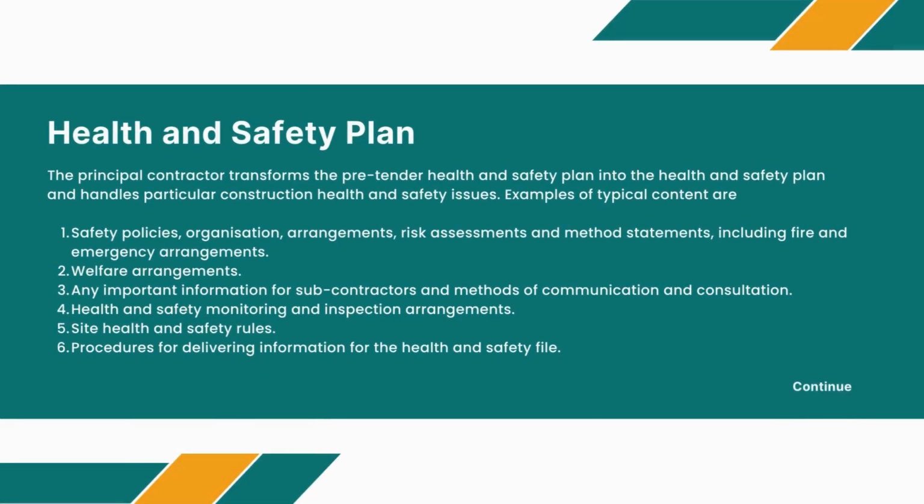The principal contractor transforms the pre-tender health and safety plan into the health and safety plan and handles particular construction health and safety issues. Examples of typical content are: 1. Safety policies, organization, arrangements, risk assessments and method statements, including fire and emergency arrangements. 2. Welfare arrangements. 3. Any important information for subcontractors and methods of communication and consultation.